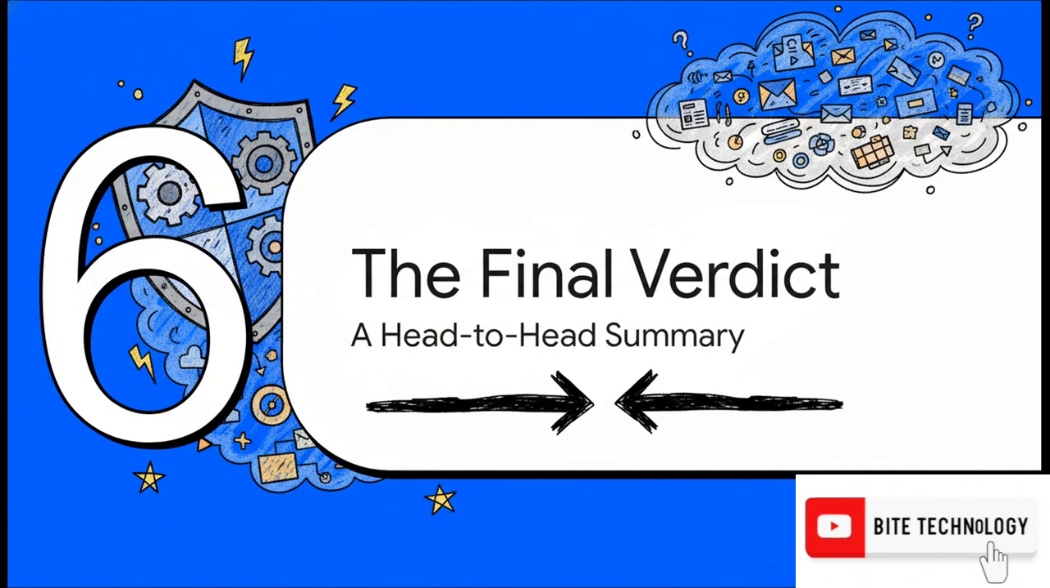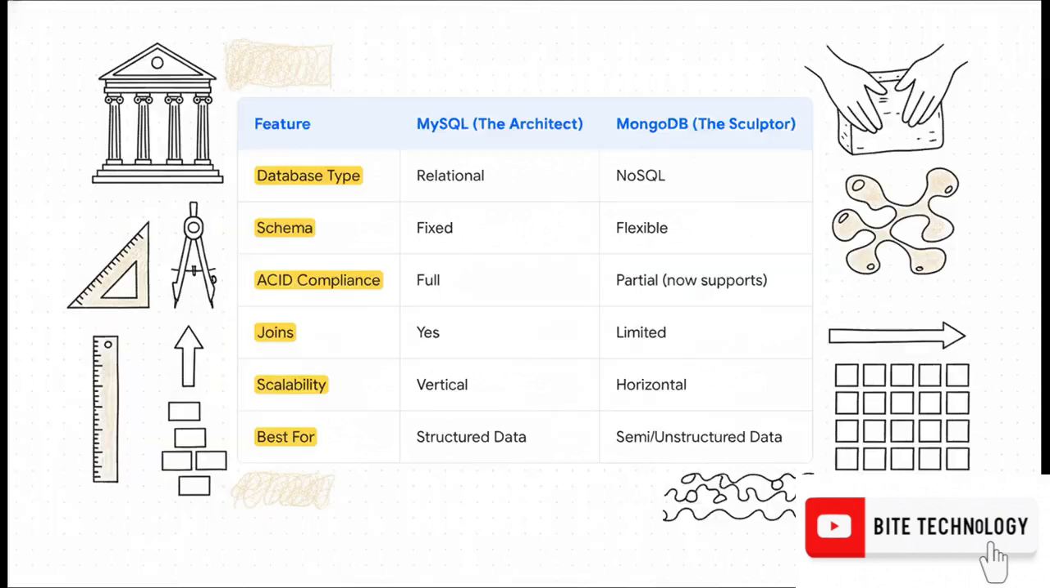All right, let's put it all on the table. Here's the final head-to-head summary. Think of this as your cheat sheet. It lays out all the big trade-offs we've been talking about. You've got relational versus NoSQL, a fixed schema versus a flexible one, scaling up versus scaling out. Every single line on here just drives home that core difference between the architect's way and the sculptor's way.